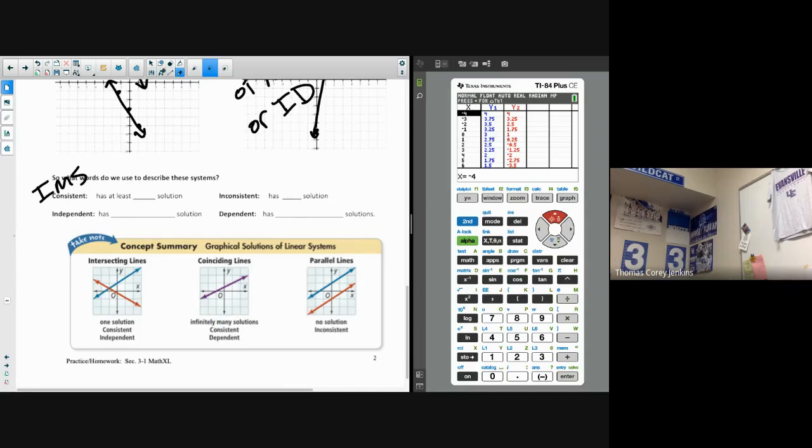I won't really use these words, but just to fill in the rest, if it's consistent, it has at least one solution. Inconsistent, the only one that's inconsistent is no solution. Independent, that's the only place we see this word, so that would just be one solution. And then dependent just shows up here, so that would be infinitely many solutions. All right, so anyways, that will conclude the lesson.